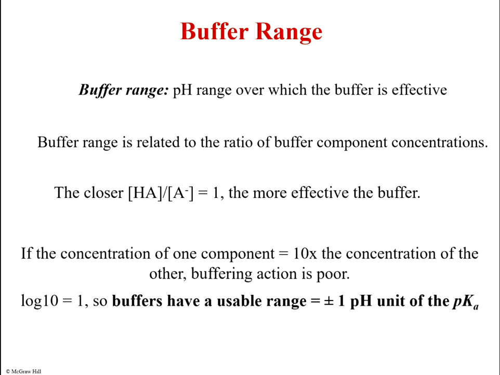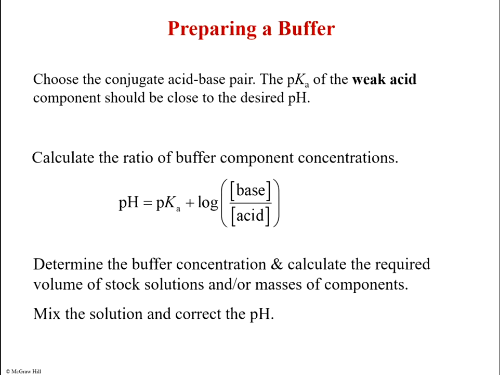So if we have HA divided by A minus is 10, or HA divided by A minus is 0.1, then we're not in a good range. So if the log of 10 is equal to 1, or the log of 0.1 is equal to minus 1, then buffers have a usable range within plus or minus 1 pH unit of the pKa. This is how we select buffers, and we'll do this in class. We'll select the best buffer using a buffer table, and we'll pick out the one that will work best for a given pH range that we want to maintain.